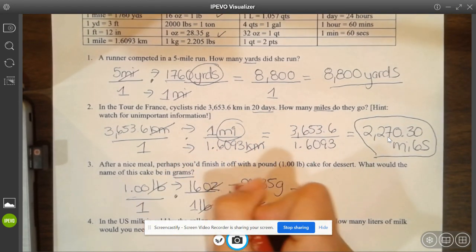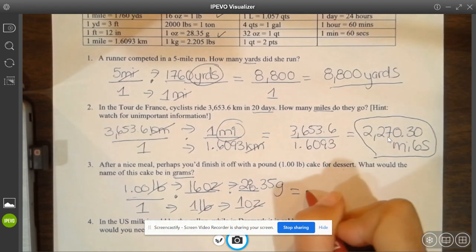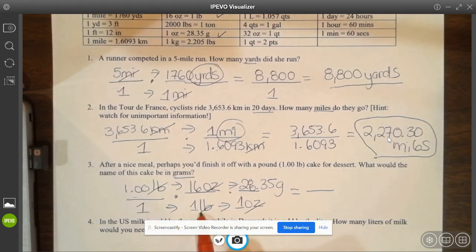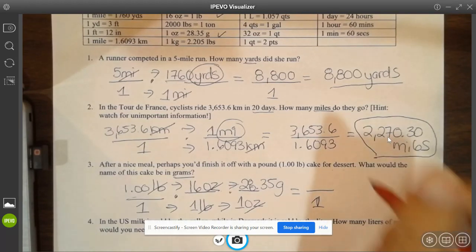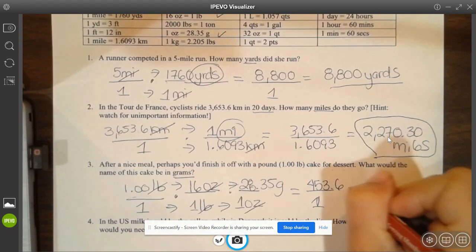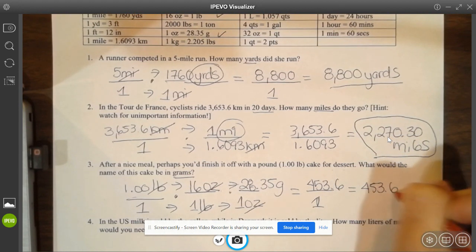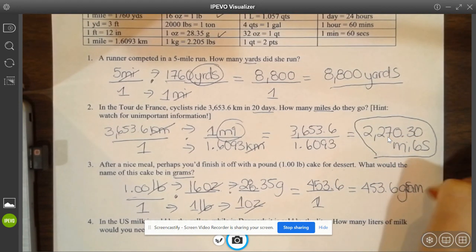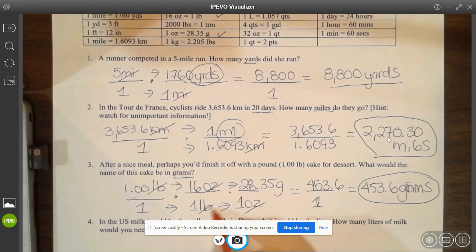All right, so now we multiply across, we multiply denominators. The denominator is just 1. 1 times 1 is 1 times 1 is 1. So we're just going to multiply the top numbers. So that's 1 times 16 times 28.35. So that's 453.6. 453.6 grams. And that's my answer. Now, they cancel here, and my answer is in grams.